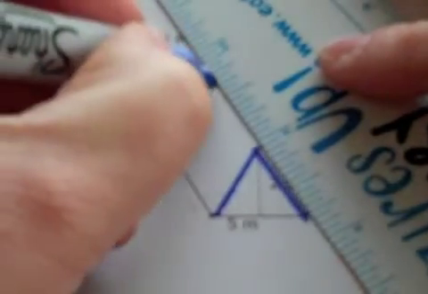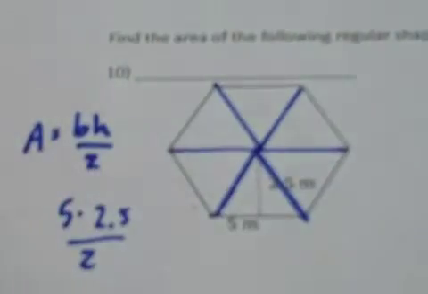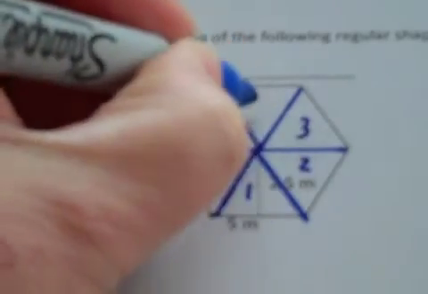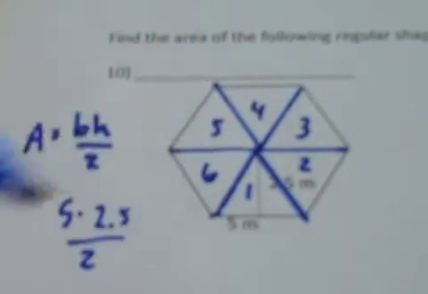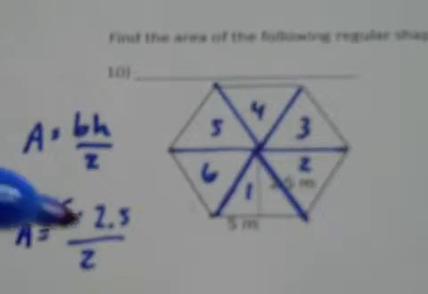But then what your teacher showed you is that what you could do is extend all of those lines, and really, how many triangles happen to be inside of this particular shape? Well, this particular shape has 1, 2, 3, 4, 5, 6 triangles. So what you could do is, after you find the area of one triangle, you could multiply that value by 6 and find the area of the entire regular shape. Shall we try it?